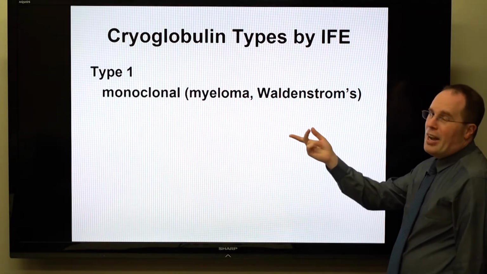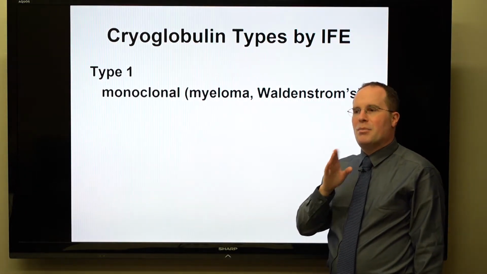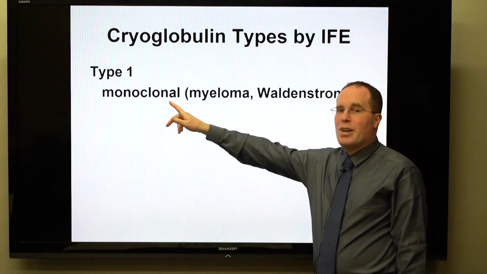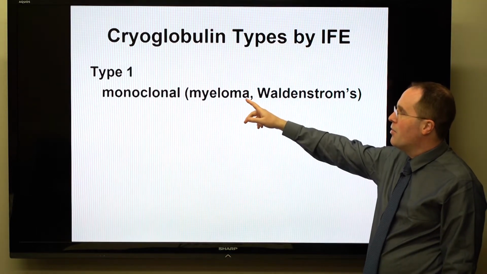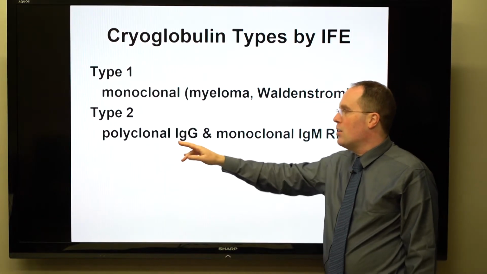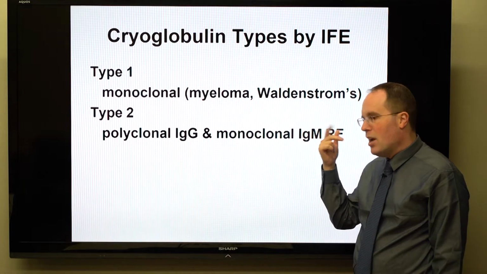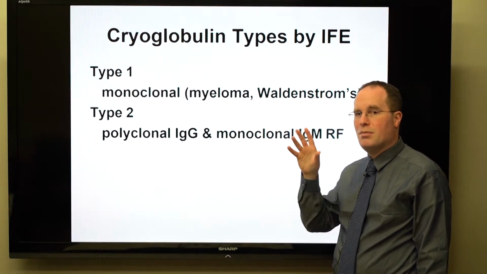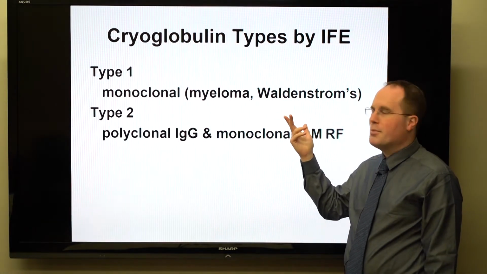So you could use your IFE to give you a hint about the etiology. It doesn't tell you the etiology, but it could help point you in the right direction. So if you do an IFE and then you find a monoclonal gammopathy, then that leads you in the direction of a neoplasm, like myeloma or Waldenstrom's. If you see polyclonal IgG and monoclonal IgM, then that is, as we'll see, going to point you in the direction of Hep C, like we talked about in that one image. It would point you away from neoplasms, right?